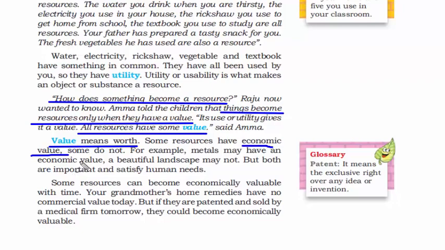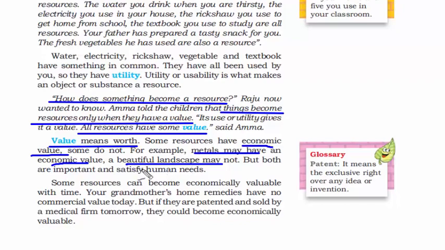So this was a high-end example from myself. Let's take a little smaller example. For example, metals may have an economic value, but a beautiful landscape may not. Metals, iron, aluminium, nickel, they have economic value. You don't get them for free. And the reason you don't get them for free is because you use these metals to make important things like machinery, buildings, pillars, cars, household stuff.